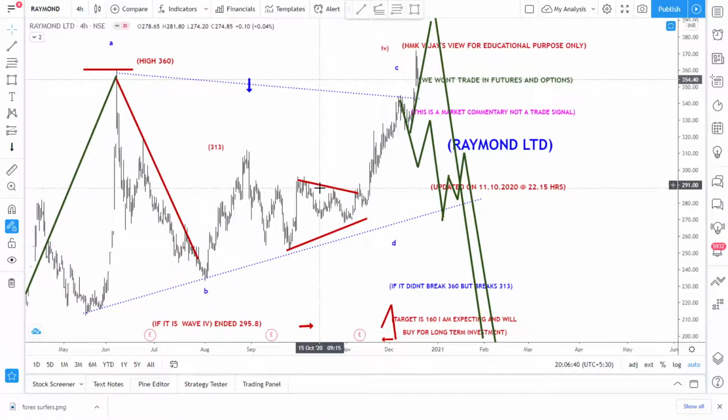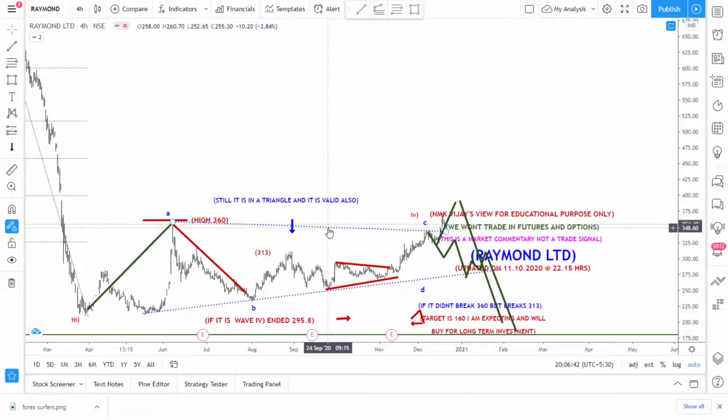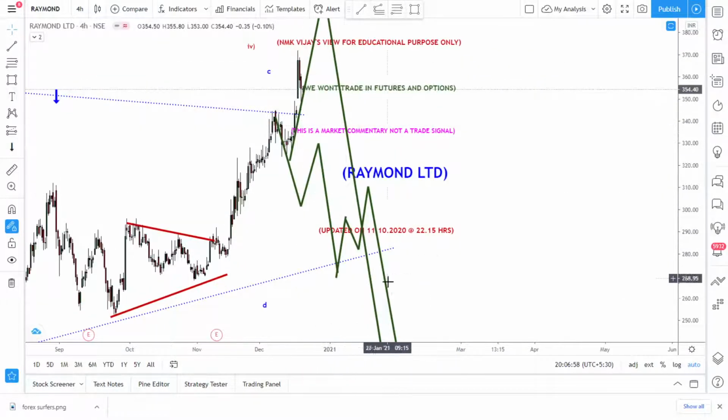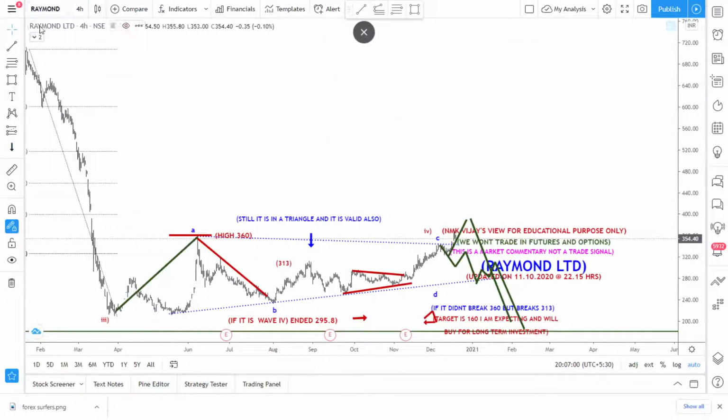So now the triangle is invalid, and this is a simple ABC, where A, B and C is completed here. It is in the WXY formation now. So the fourth wave has ended, and I'm expecting a drop. So let's see how it moves.